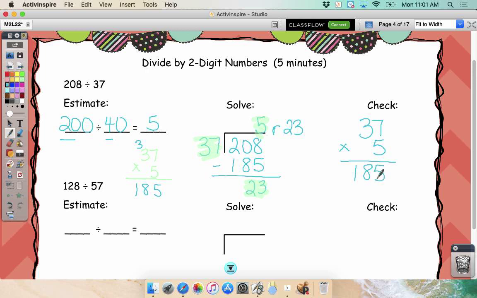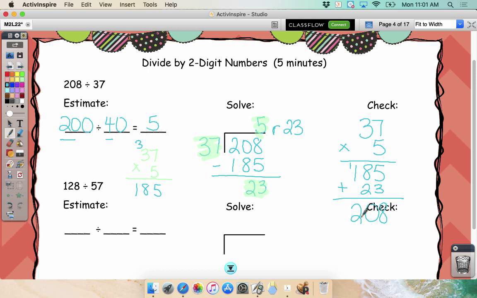185. Okay. Now, do you remember from 4th grade what we do with this remainder when we're checking a problem? You add it in. I knew that you remembered because the other kids remembered too. So we're going to add the remainder of 23. And I bet we're going to get 208. What do you think?